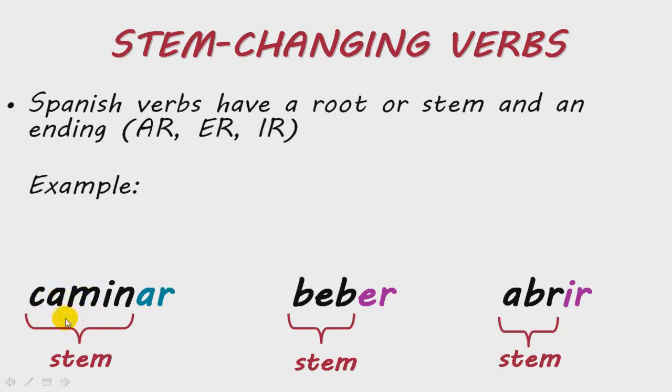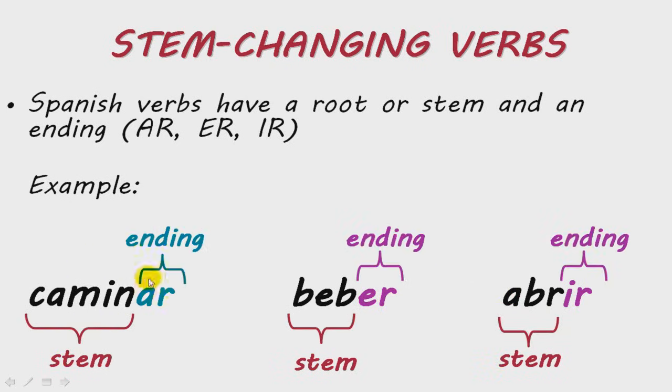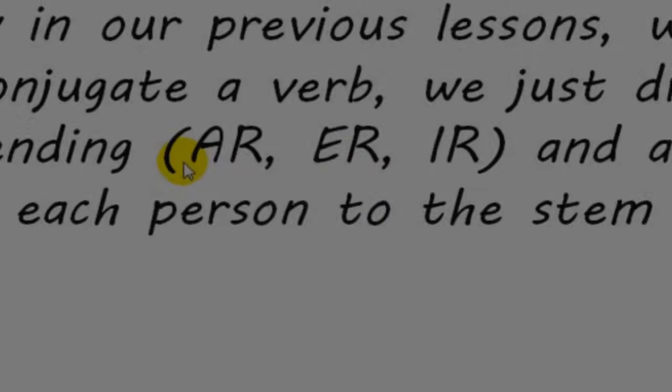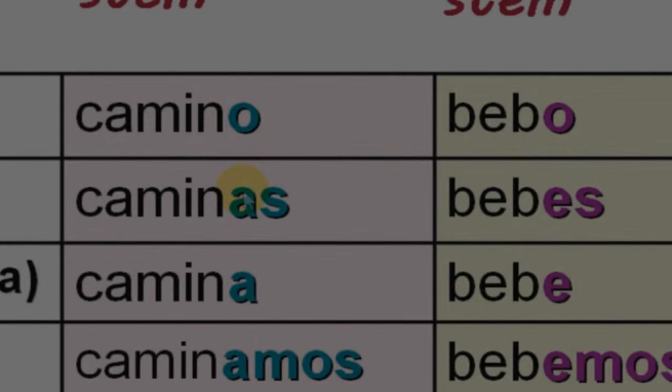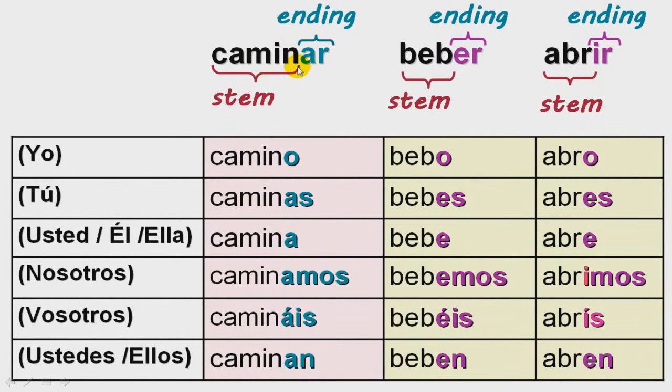We can see that there's a first part, which is the stem, and then a second part, which is the infinitive ending. As we saw in our previous lessons, when we need to conjugate a verb, we just drop the infinitive ending, that is to say the AR, ER, IR, and then we add a specific ending for each person to the stem of the verb. So in the present, caminar, I drop the infinitive ending and add the specific ending. This looks like yo camino, tú caminas, usted, él, ella camina, nosotros caminamos.